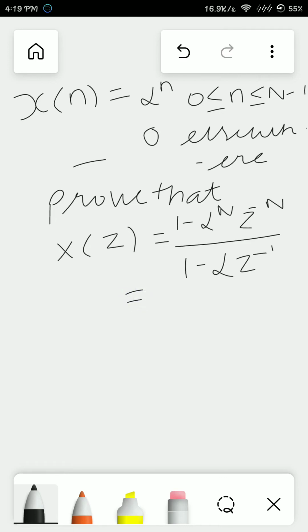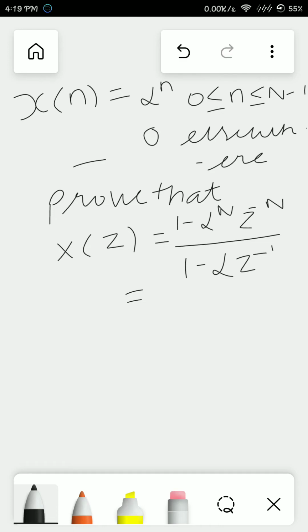So the question given is x of n is equal to alpha to the power of n for 0 less than or equal to n less than or equal to N minus 1, and 0 elsewhere. So we are going to prove that X of z is equal to 1 minus alpha to the power of N into z to the power of minus N, divided by 1 minus alpha z inverse. So now we are going to take up the problem.